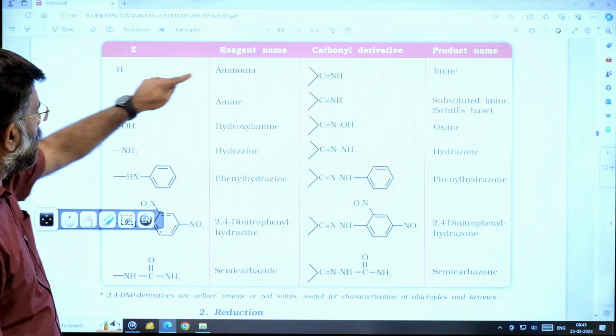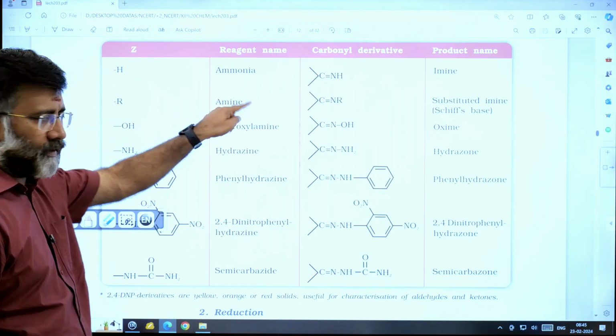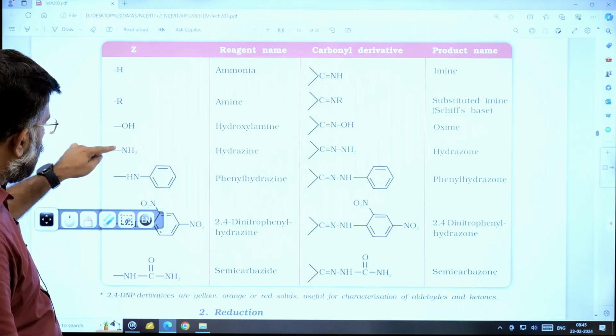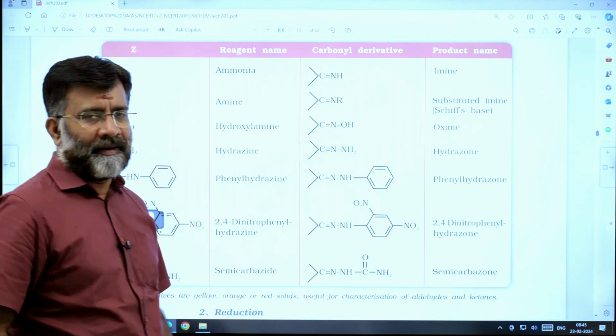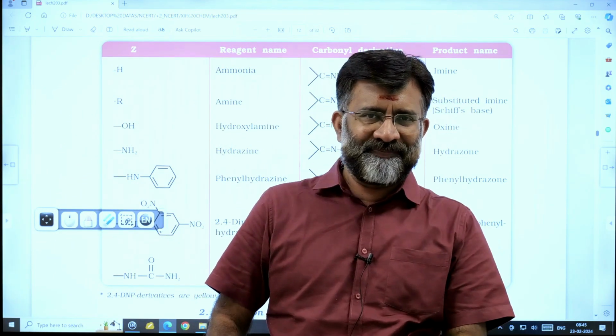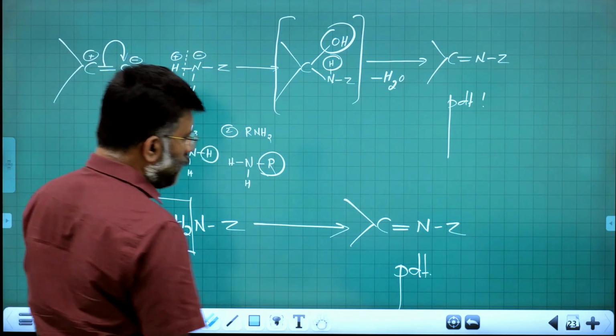When Z is H, it is reaction with ammonia. If it is R, it is reaction with amine. Like that, 1, 2, 3, 4, 5, 6, 7 reactions are there, ammonia and its derivatives. Let's have a look at them one by one.